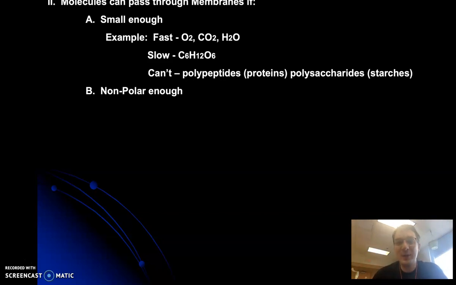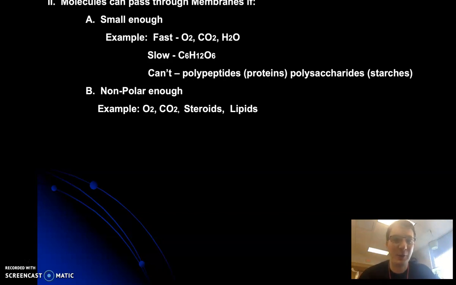You also want to be nonpolar because the main barrier is the phospholipid tails. If you're nonpolar enough, you might be able to go through the membrane. O2 is nonpolar because it's two equally electronegative oxygens. CO2 has polar bonds, but because it's symmetrical, it's not a polar molecule. Steroids and lipids, which can actually get pretty big, can fit through the membrane because it's fine going through the nonpolar region. It's nonpolar itself.